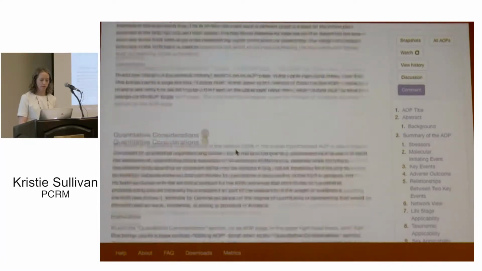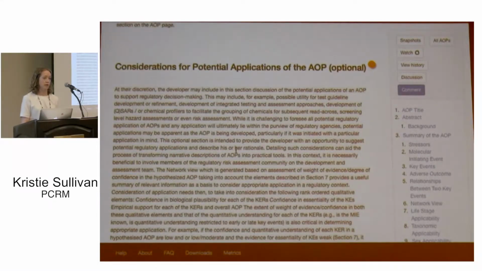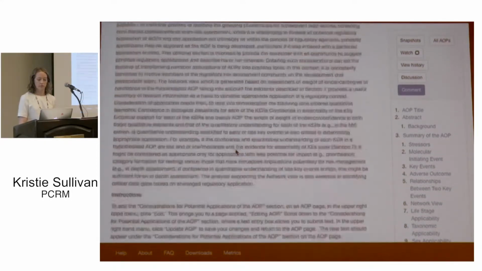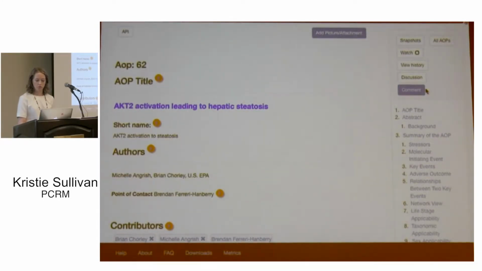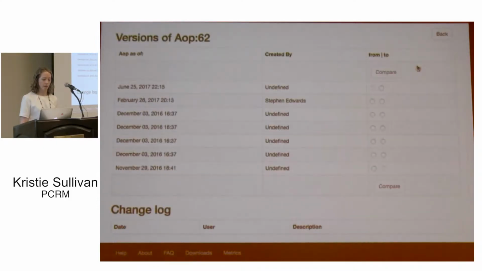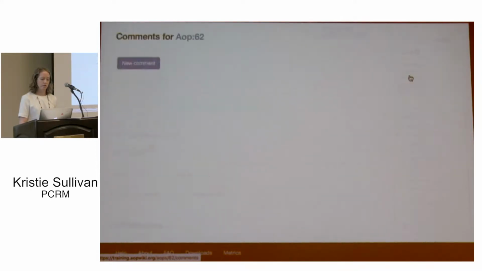I think there is also a section on considerations for potential application of the AOP. Maybe you think this would be a really good AOP to develop a test guideline for. And references. The other thing I wanted to point you to is the history and discussion. For every single page, you can look at the history: this was created, it was changed when. You can look at a discussion.